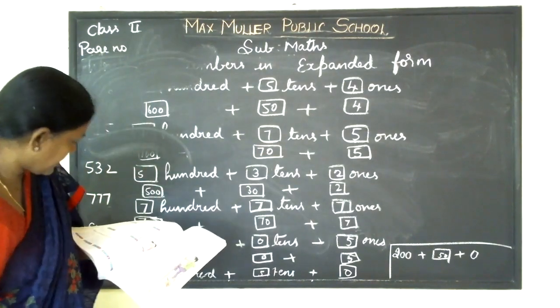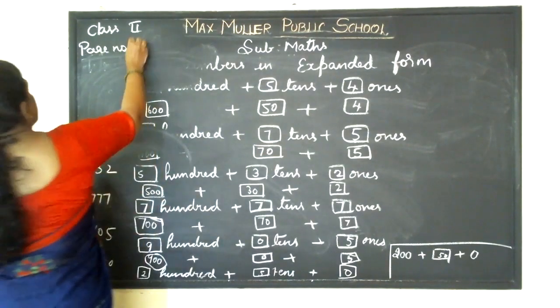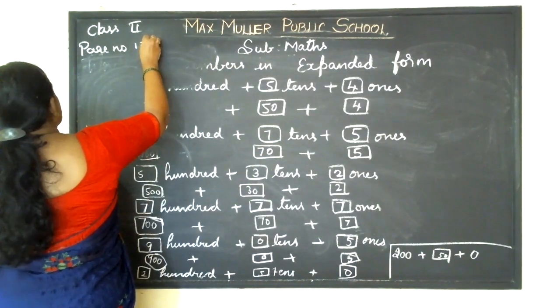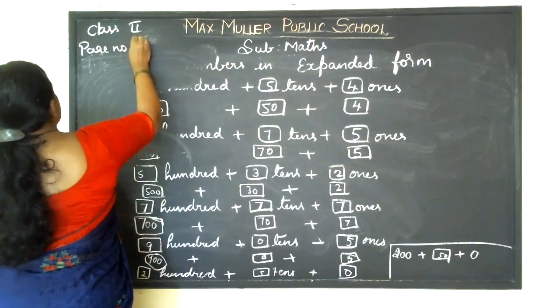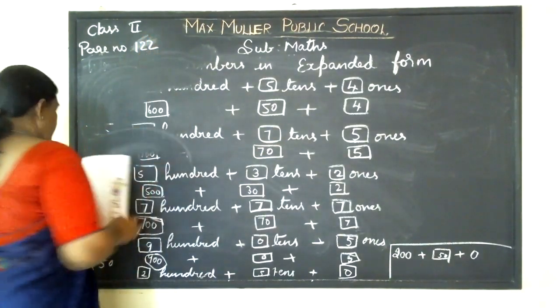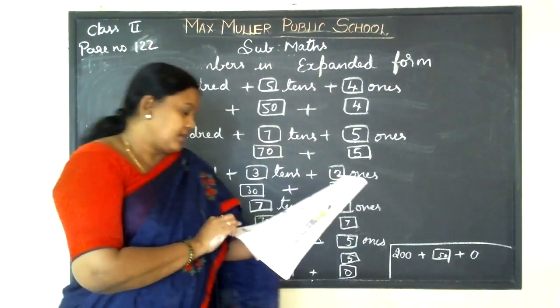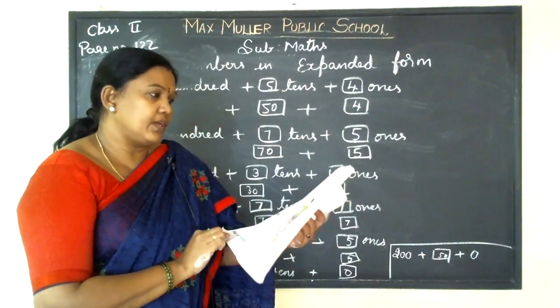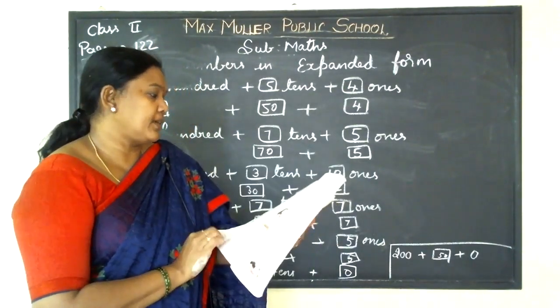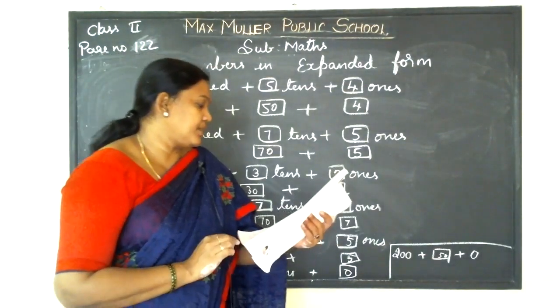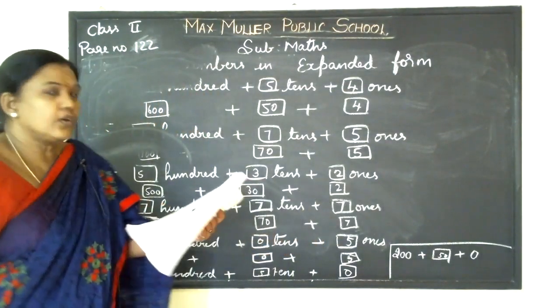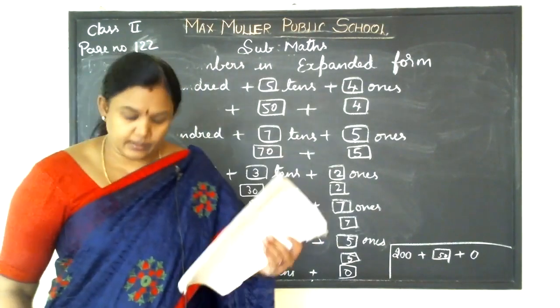What we wrote, children, page number 120, 121 also we finished. Now 122. Draw the beads to show the number, we finished. Write the number in expanded form. Now exercise number 3. Write the place value of 7 in each of the following numbers.